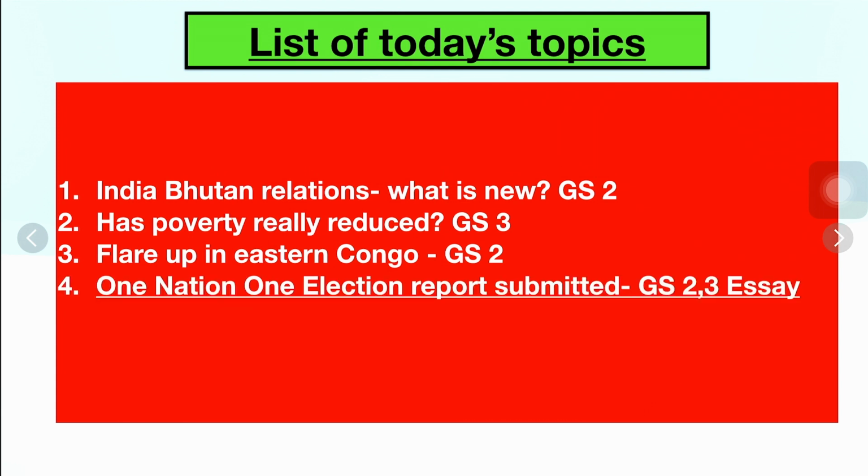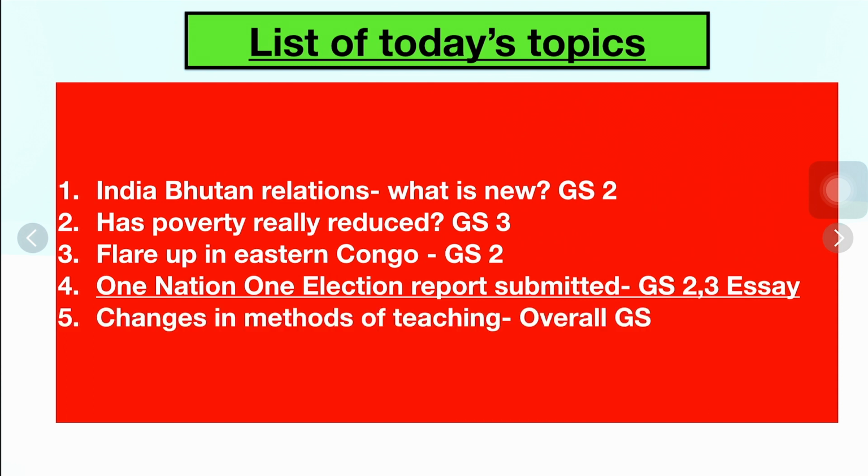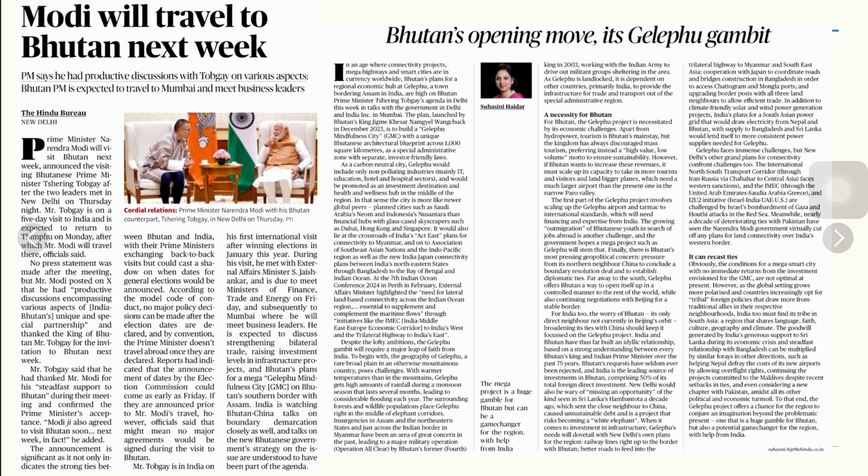Fourth is the One Nation One Election report that is submitted. It can be an overall topic, but GS2, 3 and SA. Why 2? Because it can actually change constitutional structures, etc. Changes in the method of teaching, that is part of the overall GS, and we would be dealing with it as well. So first topic, Prime Minister Modi will travel to Bhutan next week.